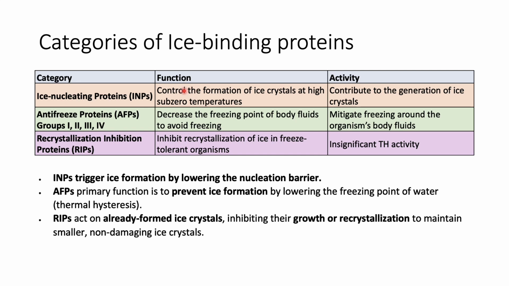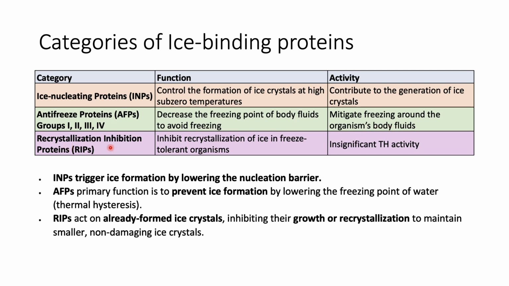So what are the functions of them? The ice-nucleating proteins control the formation of ice crystals at high sub-zero temperatures and they contribute to the generation of ice crystals. So this is one thing which is different from the rest of the group. In the case of antifreeze proteins, either 1, 2, 3, 4, they decrease the freezing point of the body fluids to avoid freezing and they mitigate freezing around the organism's body fluids.